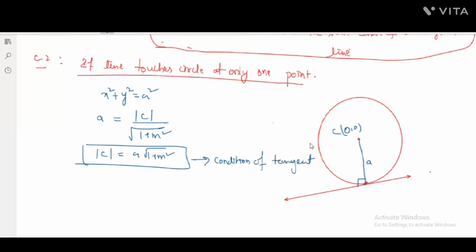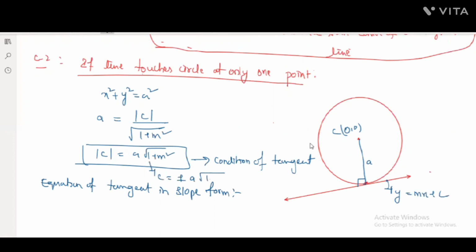From here we will get the equation of tangent in slope form. So what equation of tangent will we get? We assume this line as y is equal to mx plus c. From here, c will be plus or minus a into root 1 plus m square. So if I substitute in y is equal to mx plus c, we get y is equal to mx plus or minus a into root 1 plus m square.